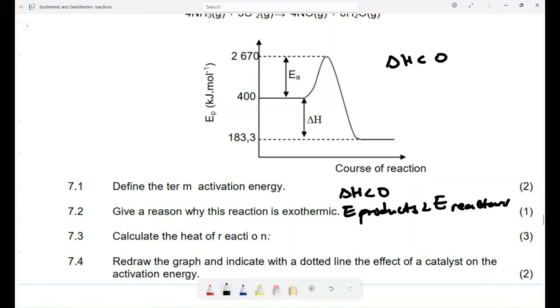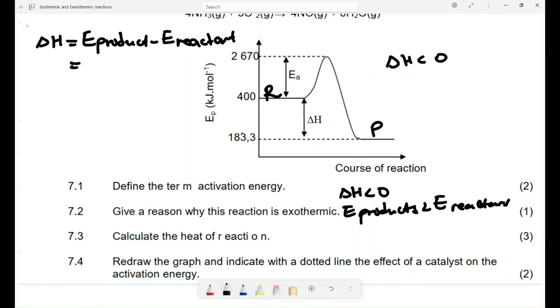Calculate the heat of the reaction. They had an error in typing here. For the heat of the reaction, they want you to calculate change in H. Remember, how do you calculate change in H? Change in H is the energy of the product minus the energy of the reactants. You do not necessarily need to write down the formula, it's fine if you do not. Energy of the product is how much? Remember, these are our reactants, these are our products. It is how much?